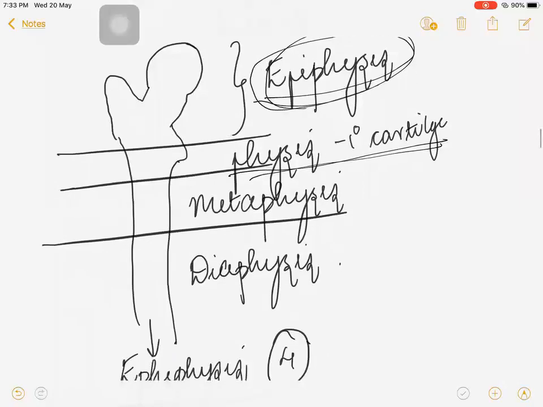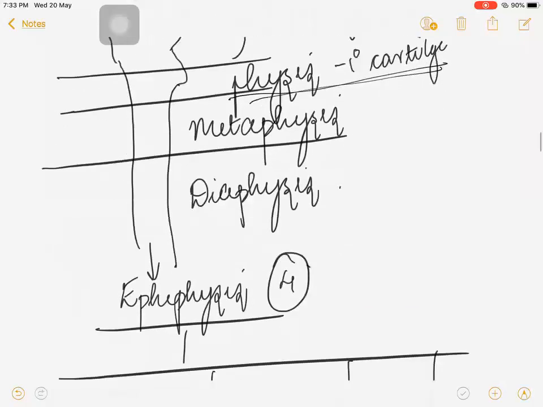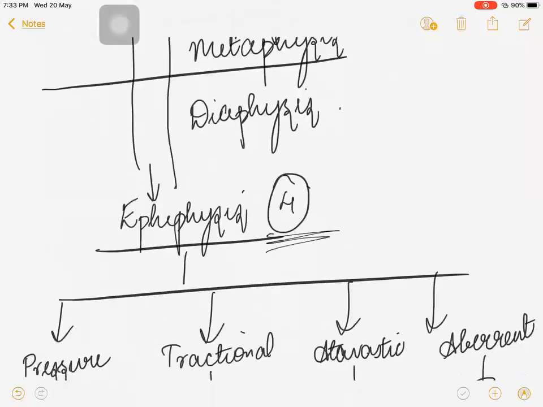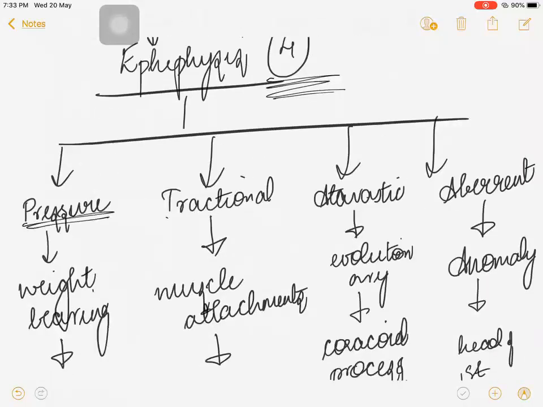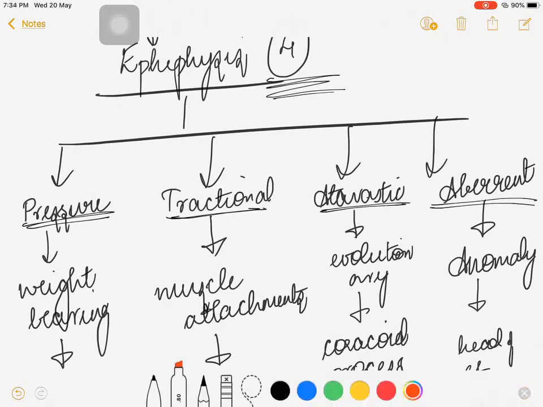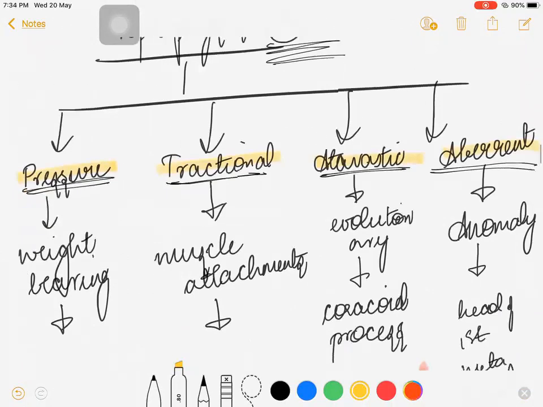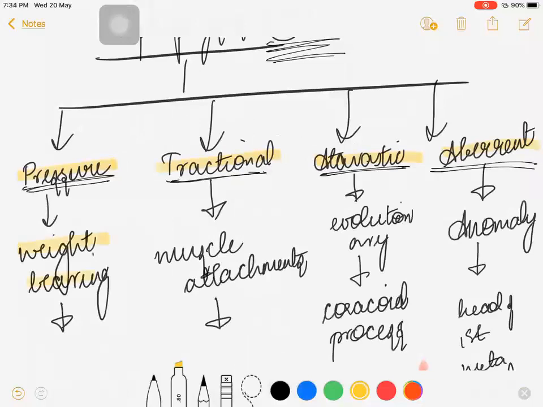Okay, so if you're looking at epiphysis, there will be 4 different types of epiphysis. In these 4 different types, you have the pressure epiphysis, the traction epiphysis, atavistic epiphysis, and the aberrant epiphysis. So what is the pressure epiphysis? Pressure epiphysis is anything which bears the basic pressure of the body, that is weight bearing. Weight bearing epiphyses are known as pressure epiphyses.